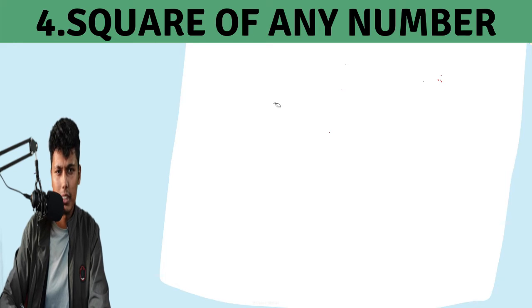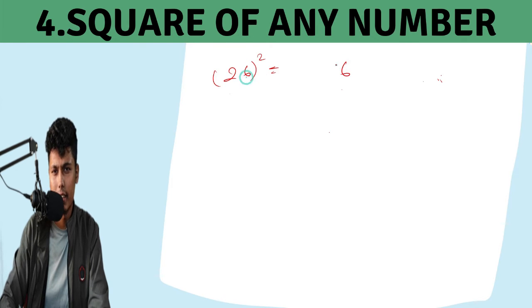Let us take more examples, like 26 into 26, or 26 square. So 6 sixes are 36, write down 6 here and carry 3. Then cross: 6 twos are 12, 6 twos are 12, 12 plus 12 is 24, plus 3 is 27, so write down 7 here and 2 up here. 2 twos are 4, plus 2 is 6. Okay, do you understand?